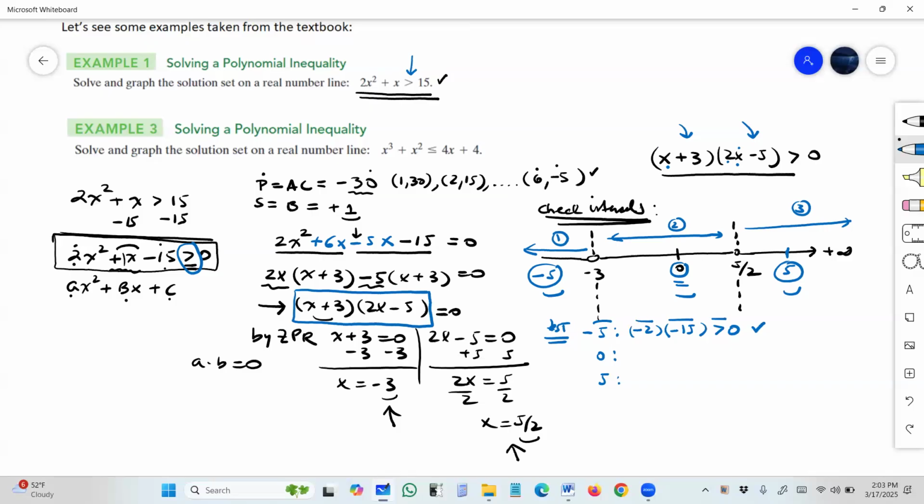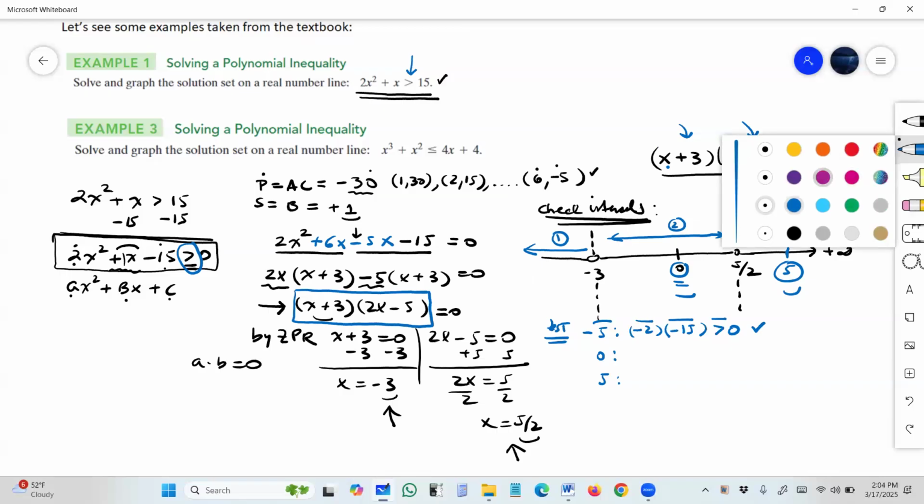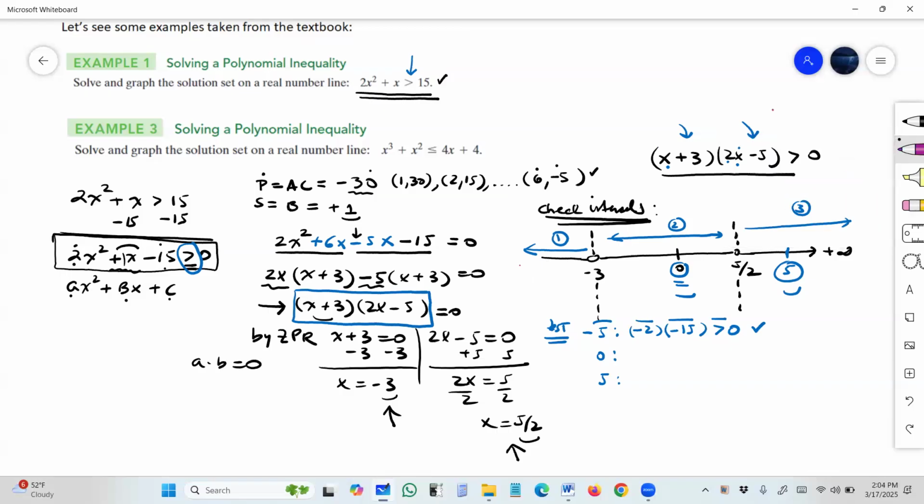Yeah, that's okay. Now, this means that this interval right here is a solution to the problem. Solution. Okay, because a number in this interval satisfies the solution. So the whole interval is a solution. I'm going to test this 0.